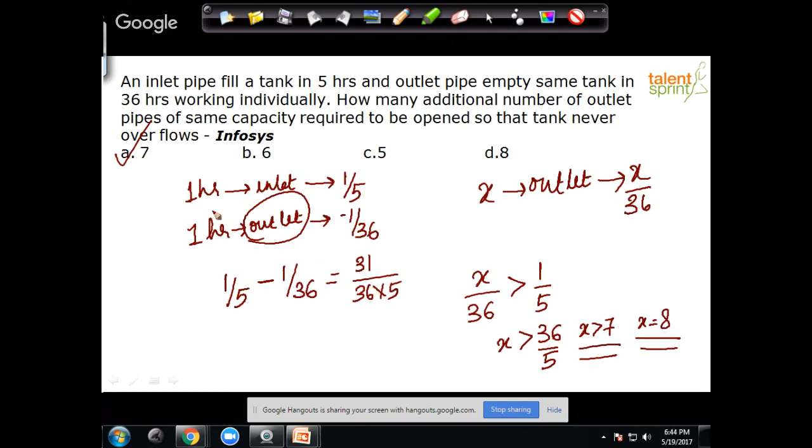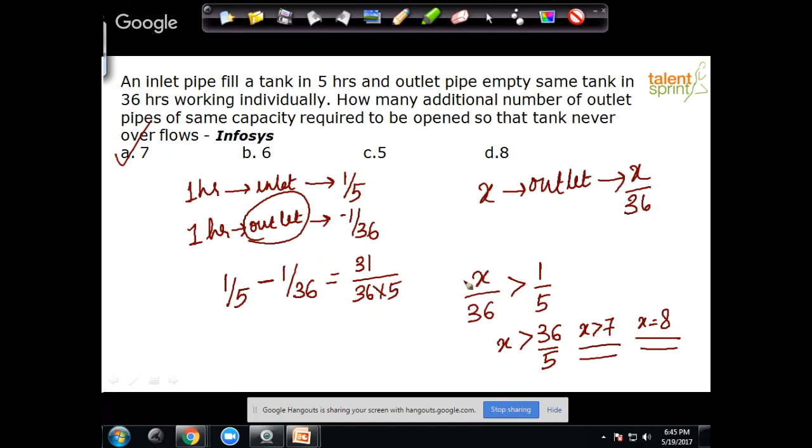When the work done by the outlet pipes is greater than the work done by the inlet pipes, then only the tank will not overflow. So I am assuming that I have X outlet pipes. If I have X outlet pipes, what will be the work done by these outlet pipes in 1 hour? They will do X by 36, right? That will be the work done by all these X outlet pipes that I have.